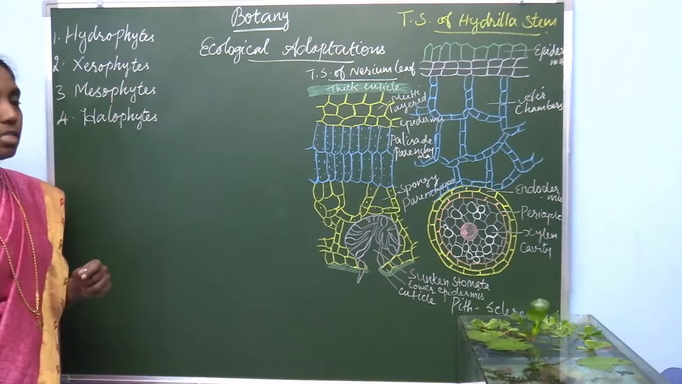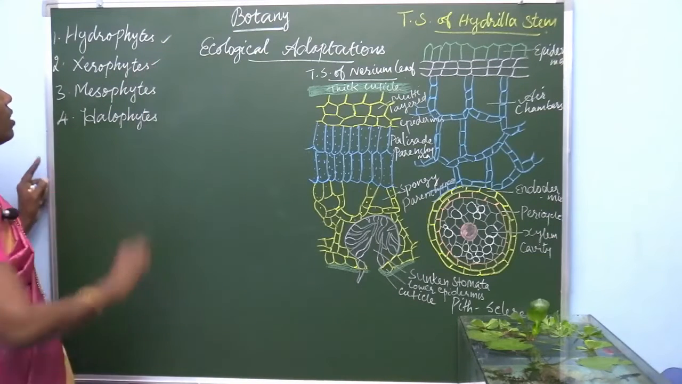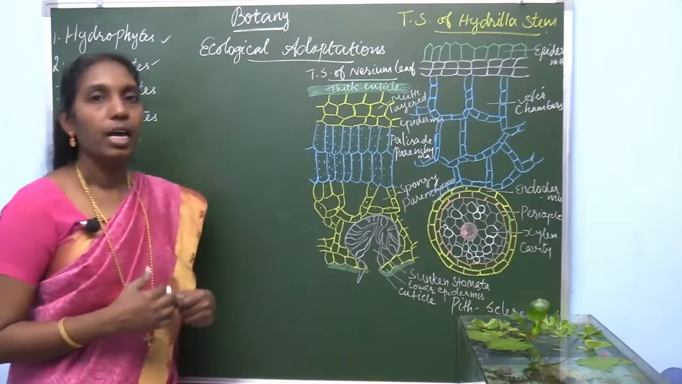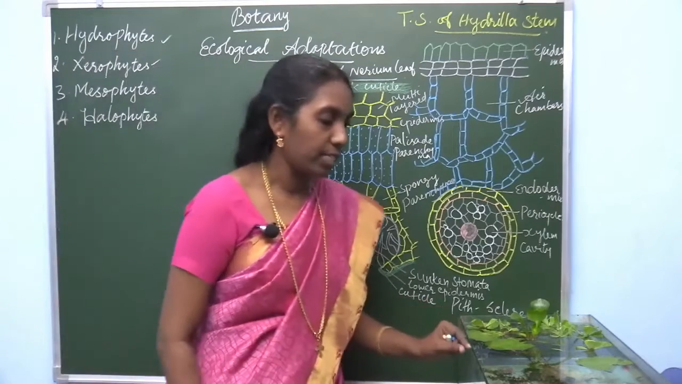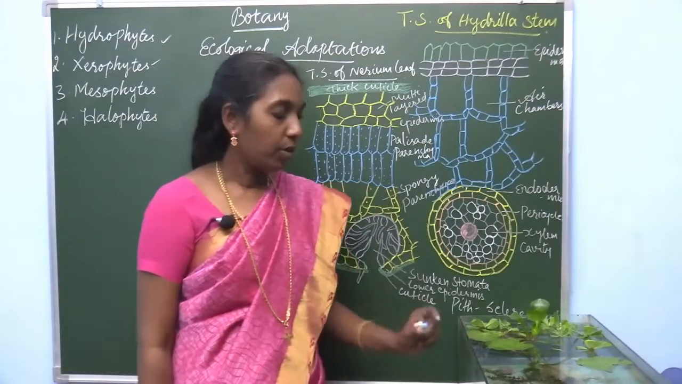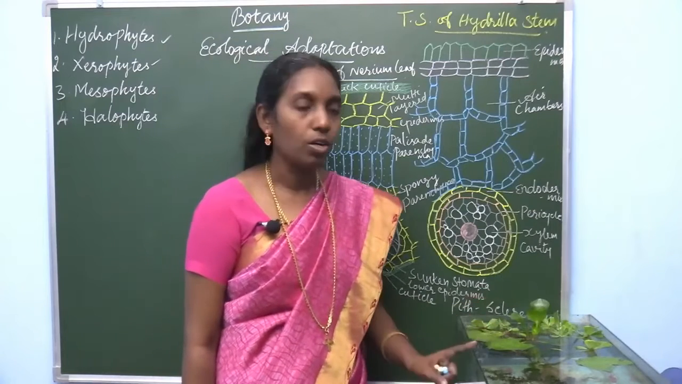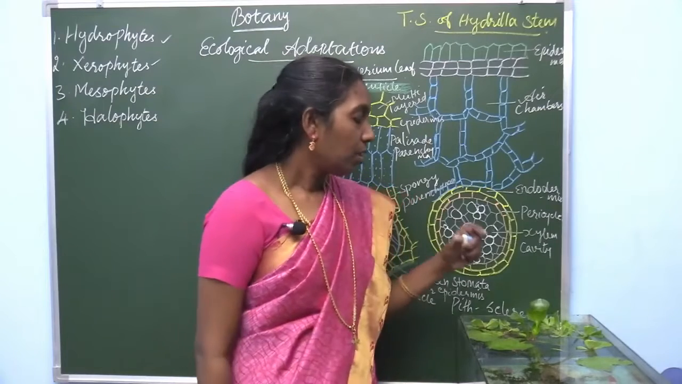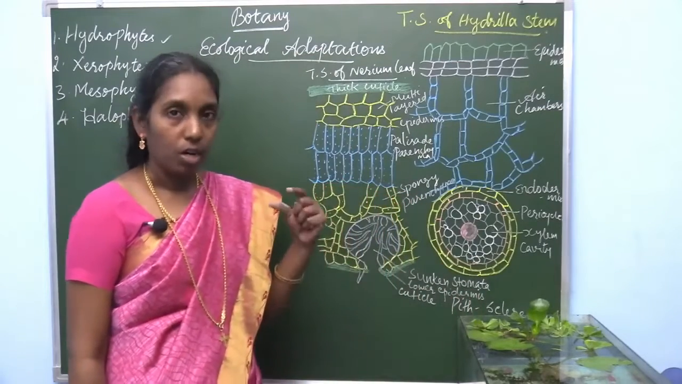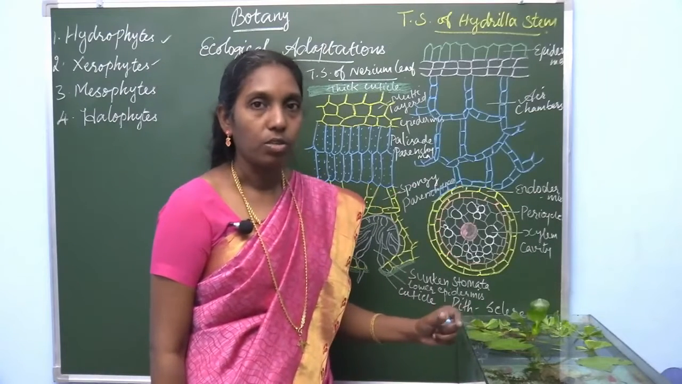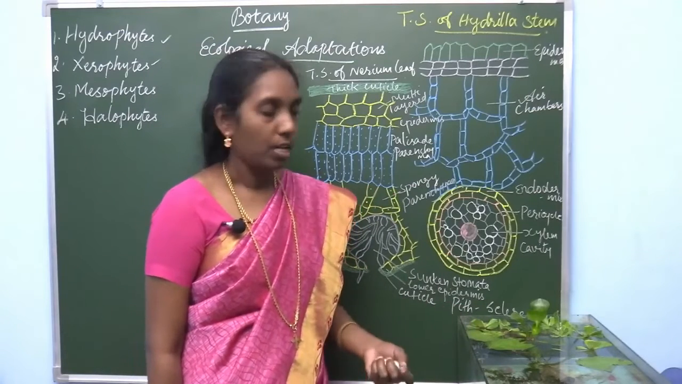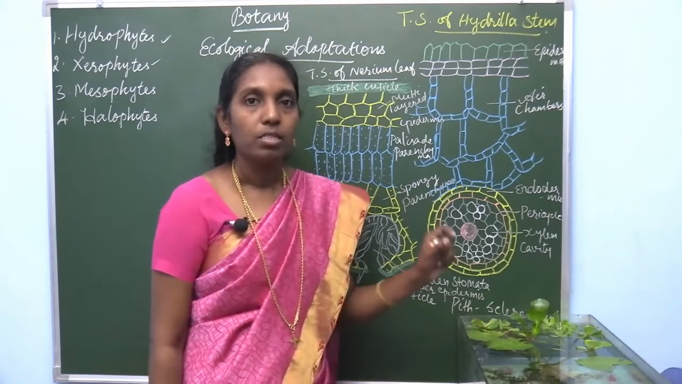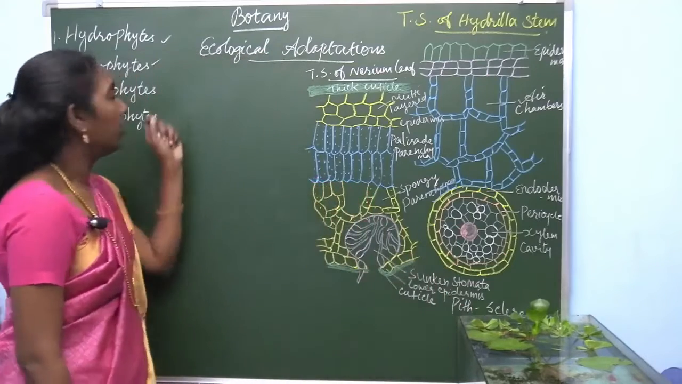Today we are going to discuss these two, hydrophytes as well as xerophytes. What are hydrophytes? You all know the hydrophyte plants. Here there are some hydrophytes. These plants are aquatic organisms. So, what is meant by hydrophyte? The organisms which live in water are called aquatic organisms or hydrophytes. These organisms live only in water.